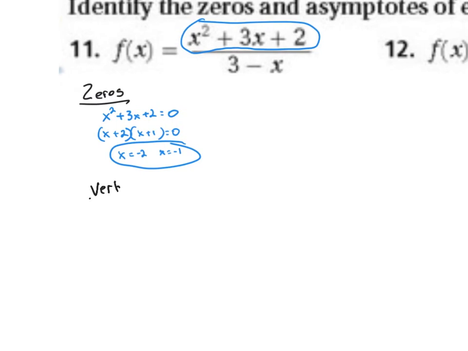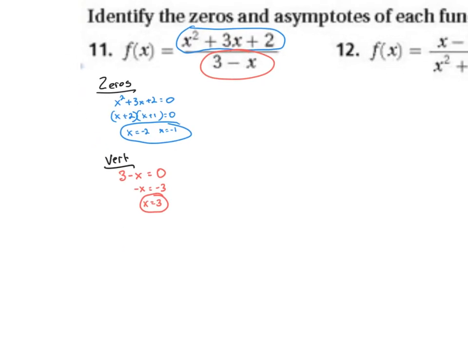All right, let's think vertical asymptotes. When do we have vertical asymptotes? When the bottom is equal to 0. 3 minus x is equal to 0. Let's subtract 3 from both sides. Negative x equals negative 3. x equals 3. So there's a vertical asymptote at 3. How about we throw a horizontal asymptote on there?